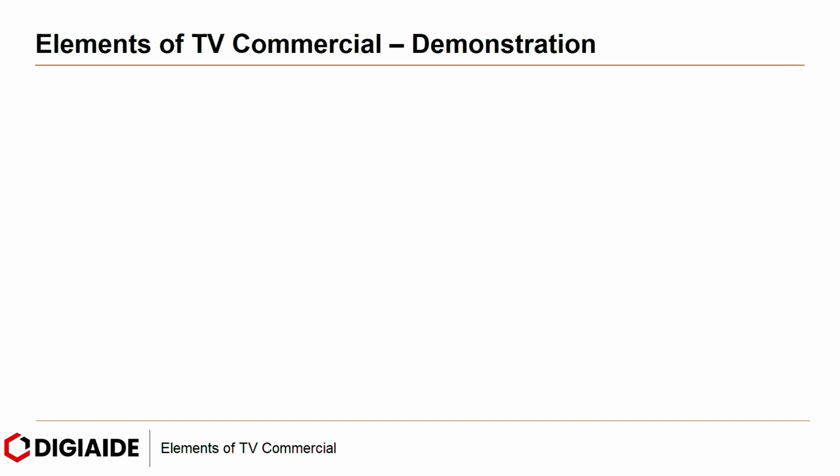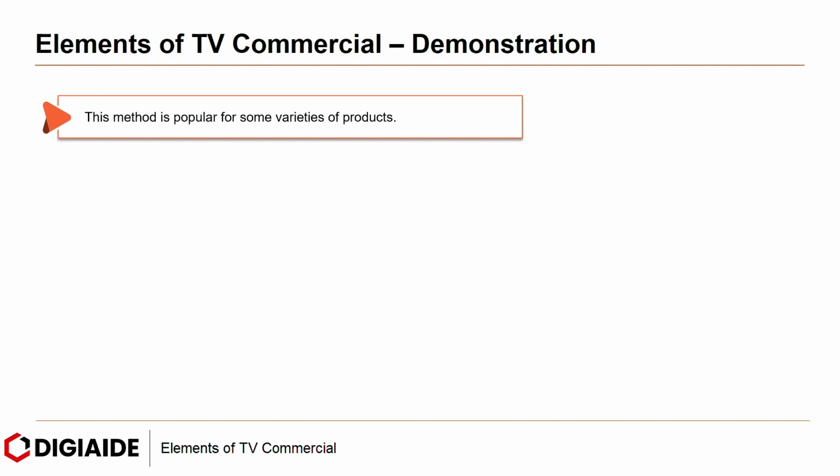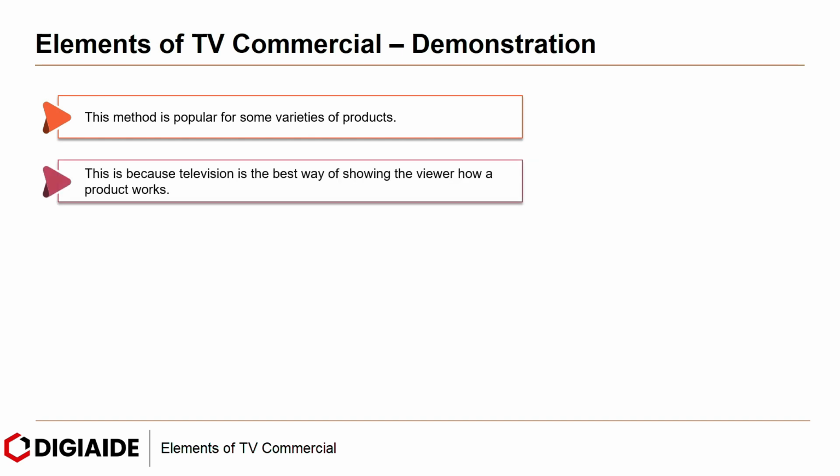Next, demonstration. This method is popular for some varieties of products. This is because television is the best way of showing the viewer how a product works.